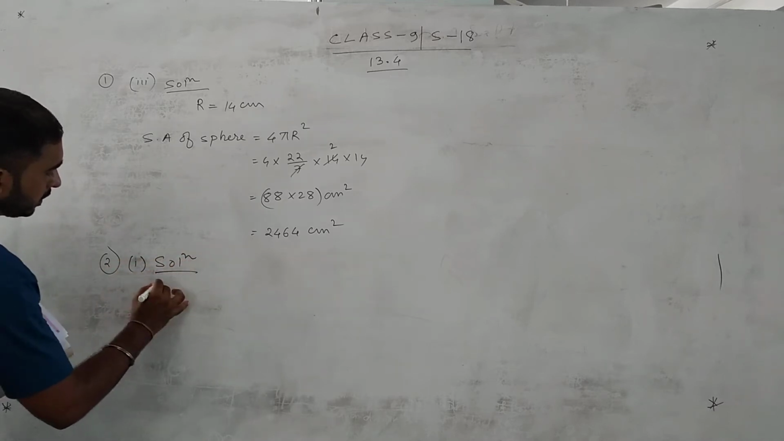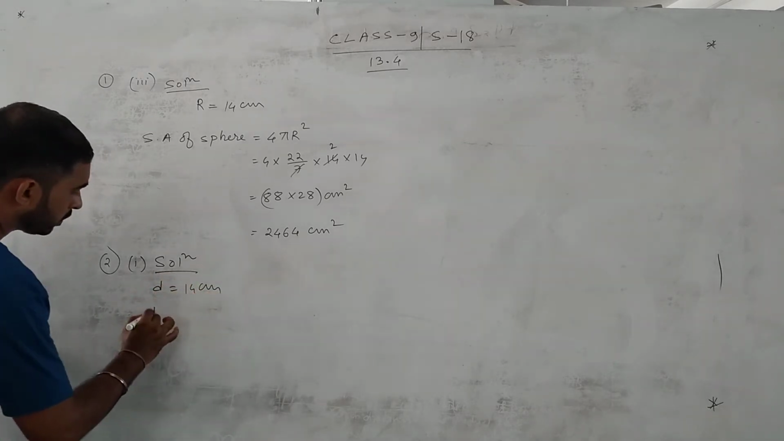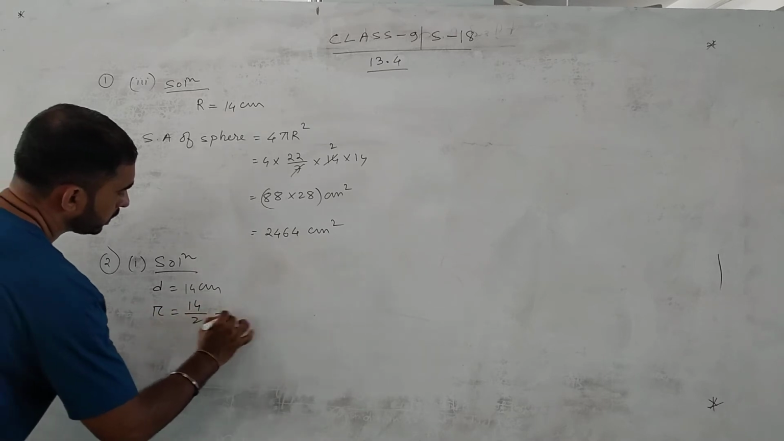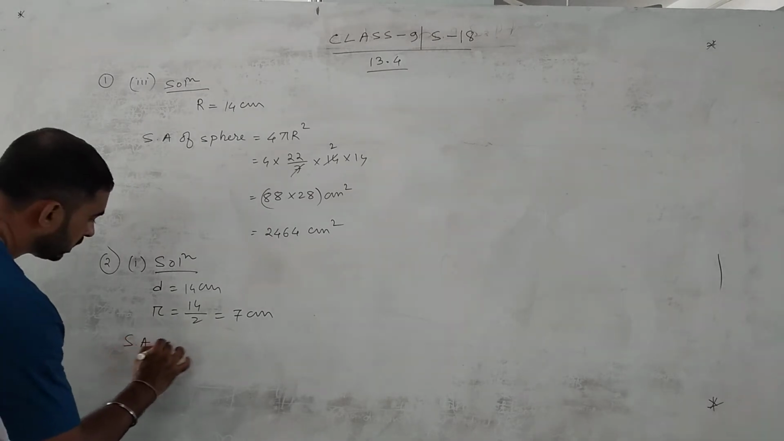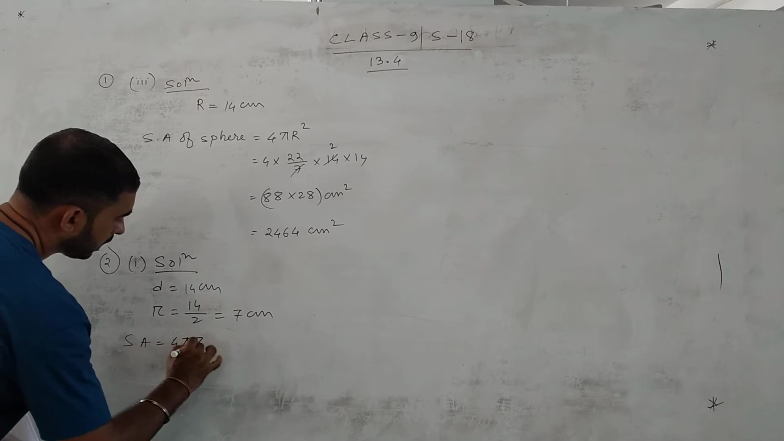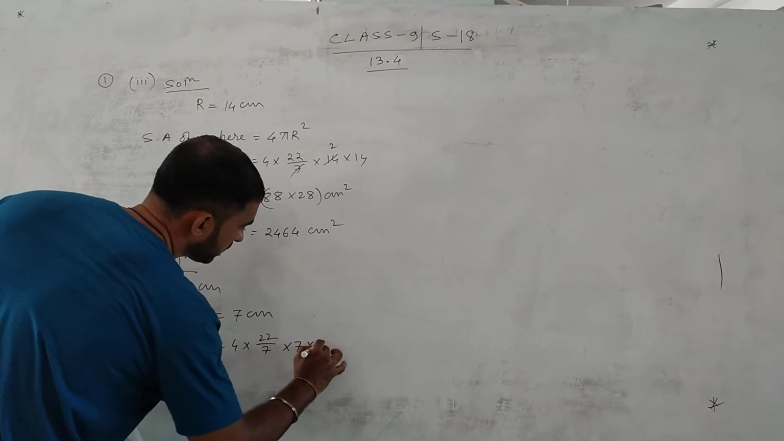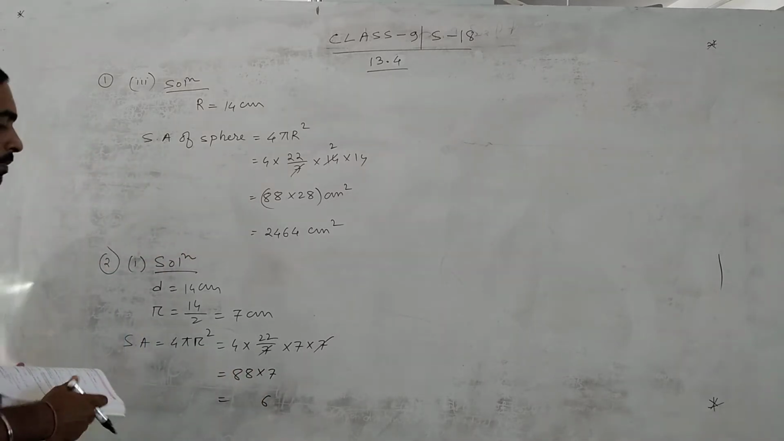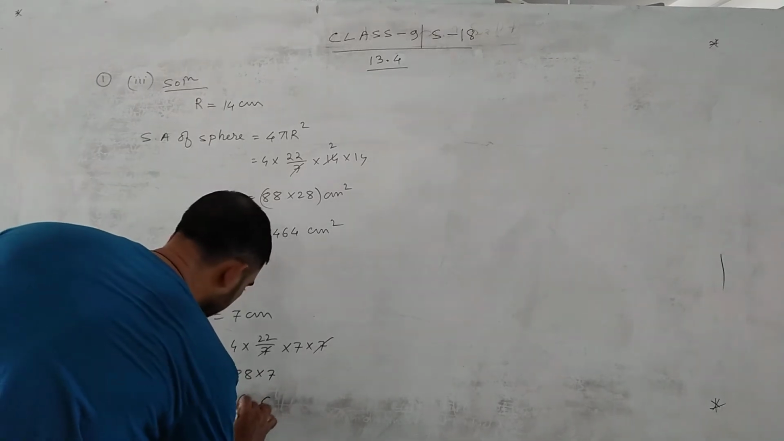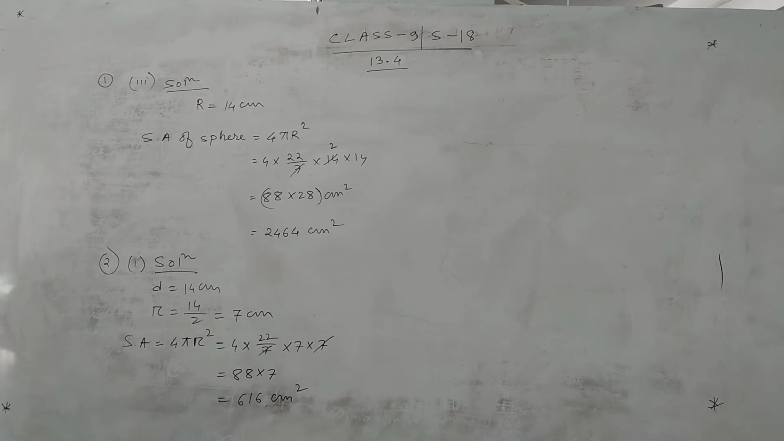Okay, now in question number 2 what is given? D given. D equal to how much? D equal to 14 centimeter. So if D equal to 14 centimeter, radius equal to 14 by 2 equals 7 centimeter. Then find the surface area. Surface area equal 4 pi r square. Now 4 pi means 22 by 7, r means 7. So 7 cancel. 88 into 7 is 616. So this is the surface area of the sphere whose radius equal to 7.